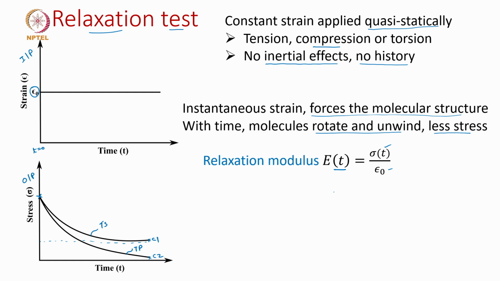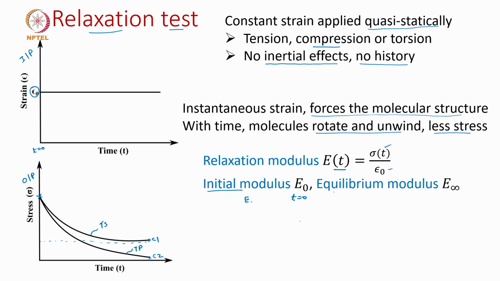But we can also talk about what is the modulus when time t equal to 0. When time t equal to 0, we call it the initial modulus, because then we are talking about E naught, which is simply stress at time t equal to 0 divided by epsilon naught, which is the initial strain applied.